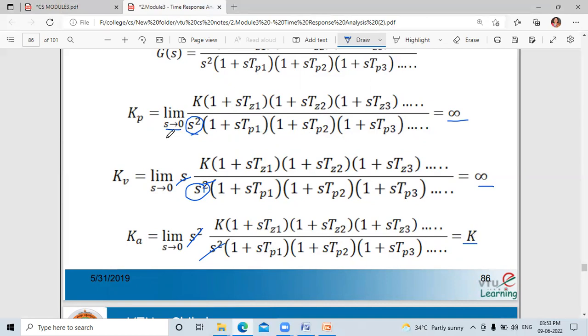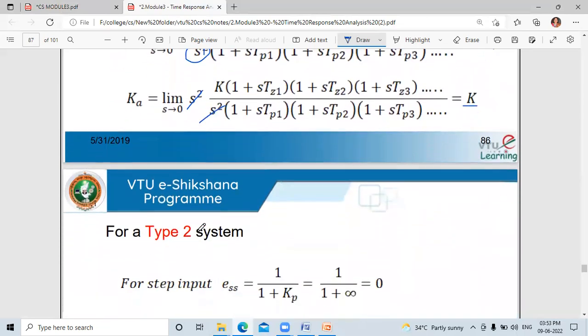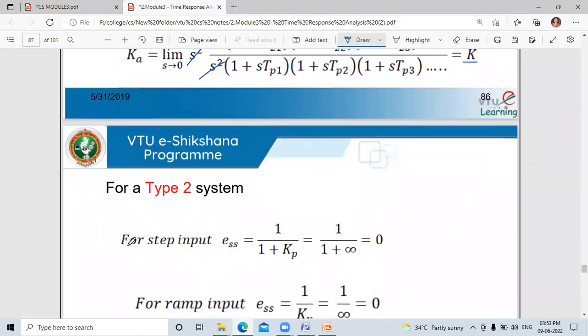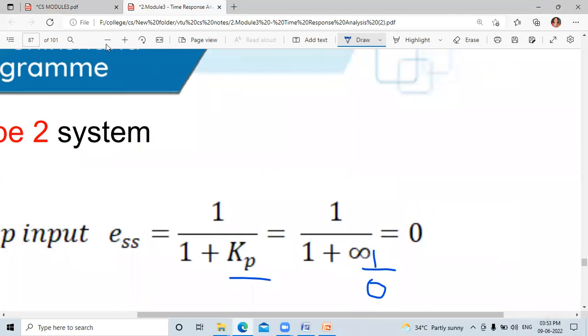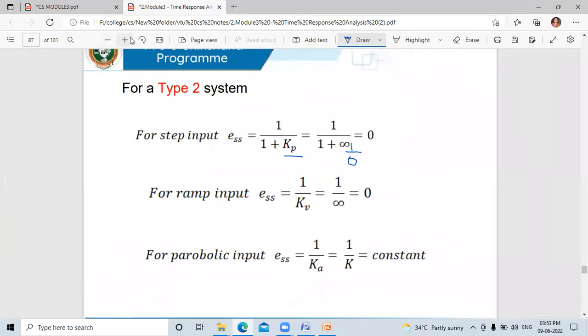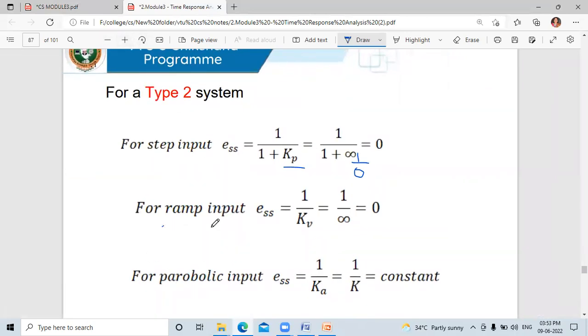Okay. So now ESS for this you need to find out. For unit step input, that is ESS for step input equals 1 divided by 1 plus Kp, the value we got is infinity, so that can be written as 1 divided by 0, so 0 will come to the numerator. Okay, so for ramp input, ESS equals 1 divided by Kv. So this is also infinity. 1 divided by infinity gives 0, so 0 will come to the numerator, value 0. And for parabolic input, ESS equals 1 divided by Ka. Ka value we got for type 2 system is K, that you substitute, that is a constant term.